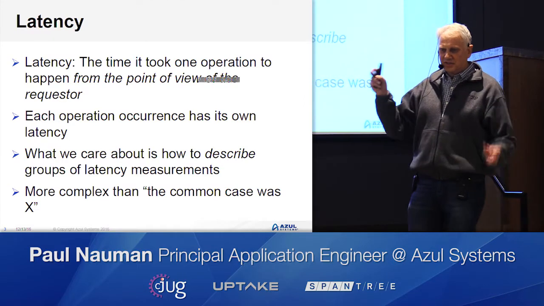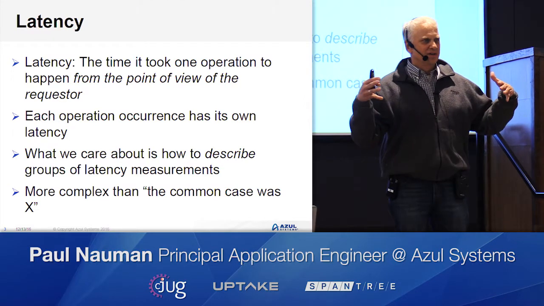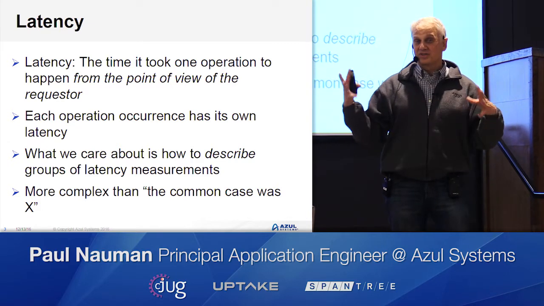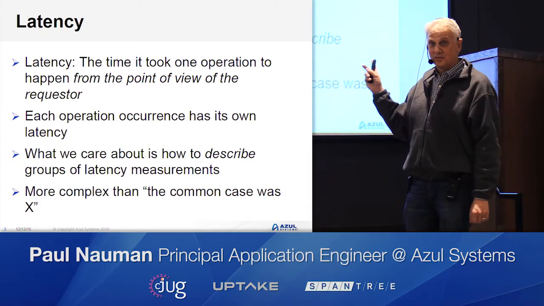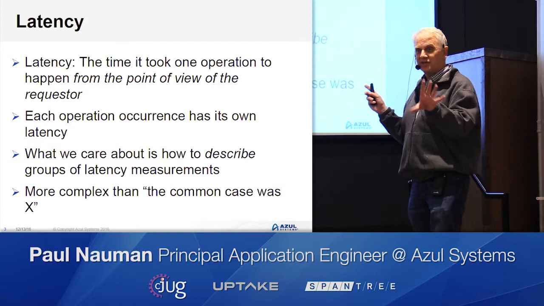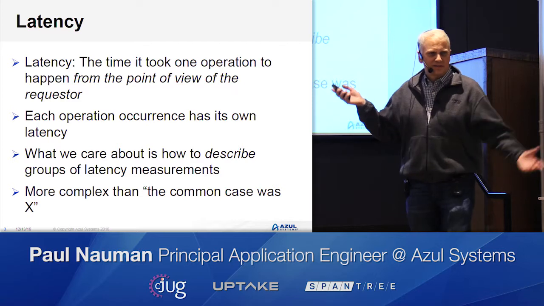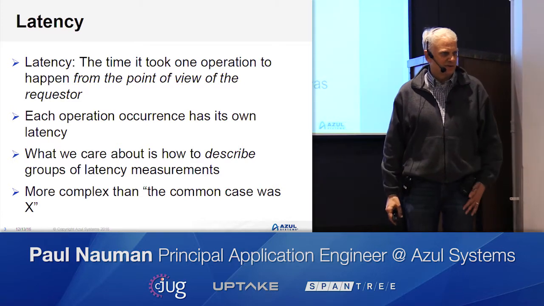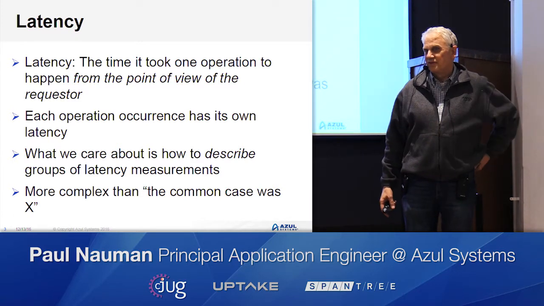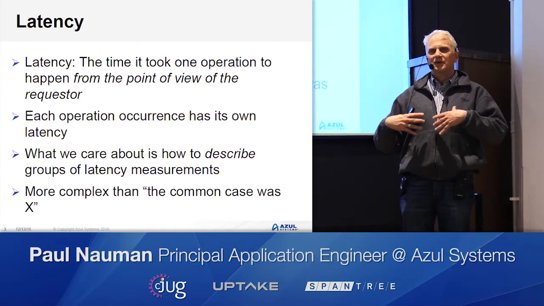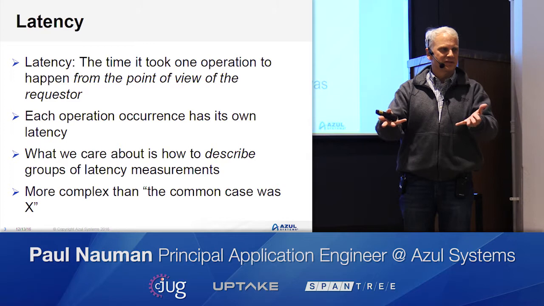So, coordinated omission actually describes an error that we make when we're measuring latency. So we'll start out by talking about latency and what it is and why we measure it, and then we'll get into coordinated omission. So latency, a very, very simple, common language definition: it's the amount of time it takes for an operation to complete from the point of view of the requesting entity, whatever that is.